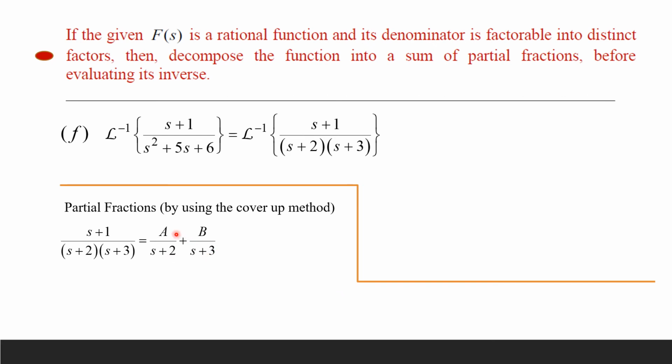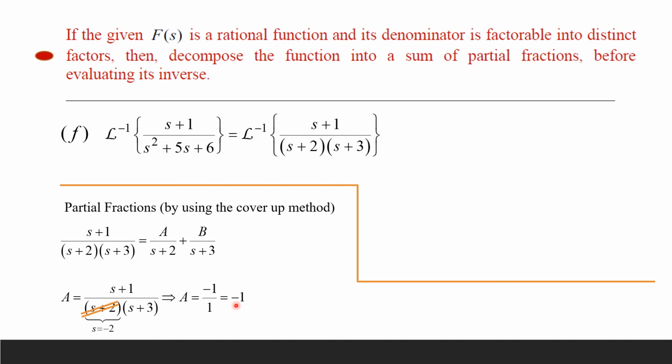We need to find the values of A and B, and here I am using the cover-up method, which I have already explained to you in class before. To find A, we write down the expression on the left side: s plus 1 divided by s plus 2 multiplied by s plus 3. We need to cover the factor s plus 2 since A is above s plus 2. When we cover this, we are implying that this factor is equal to 0, so s must be negative 2. Then substitute negative 2 into the s which are not covered. Negative 2 plus 1 gives negative 1. Negative 2 plus 3 gives 1. That means A is equal to negative 1.